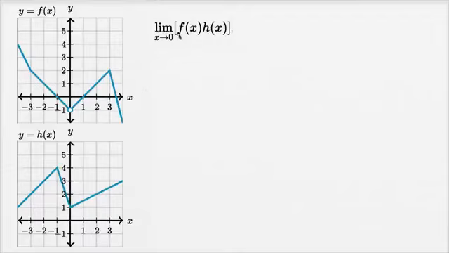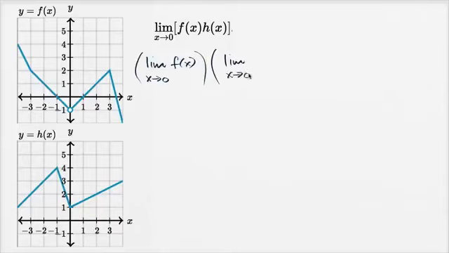So let's find the limit of f of x times h of x as x approaches 0. All right, we have graphical depictions of the graphs y equals f of x and y equals h of x. And we know from our limit properties that this is going to be the same thing as the limit as x approaches 0 of f of x times the limit as x approaches 0 of h of x. And let's think about what each of these are.